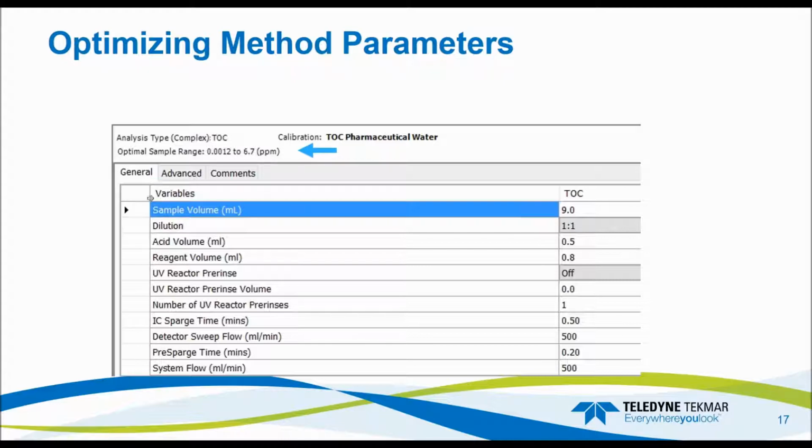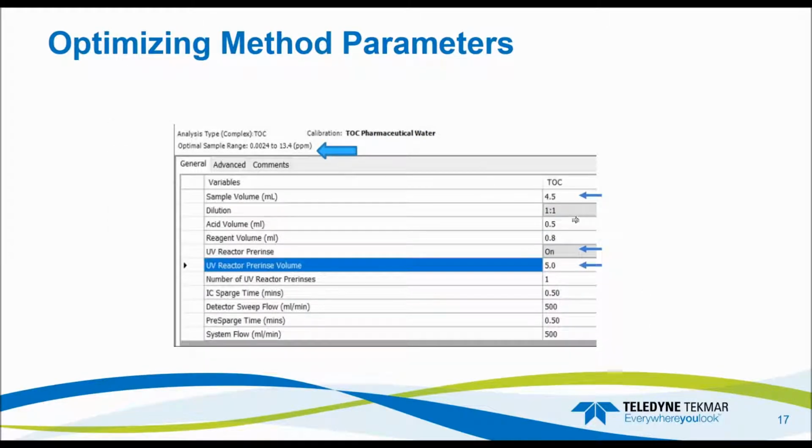So, there's a couple things you can do to increase that upper end of the calibration range. Of course, you could use less sample volume, so you can just increase this value here, or you can increase the dilution. Both things put less sample into the system, so there's less carbon going into the detector. So it makes the detector have a bigger range.